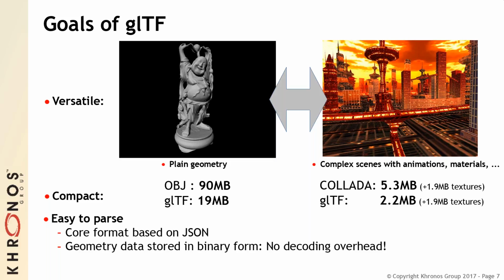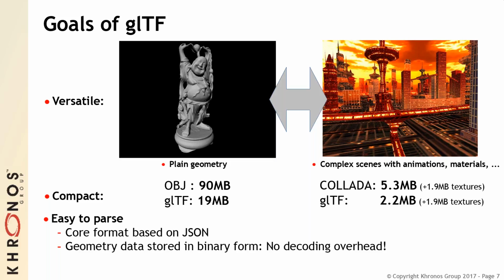So the core of glTF is a JSON file that basically describes the scene structure and the entities that appear in the asset. And the geometry data, the actual geometry data and vertex attributes, is stored in binary form. So there's no decoding necessarily on client side. The client can just read the data and use it for rendering as it is.